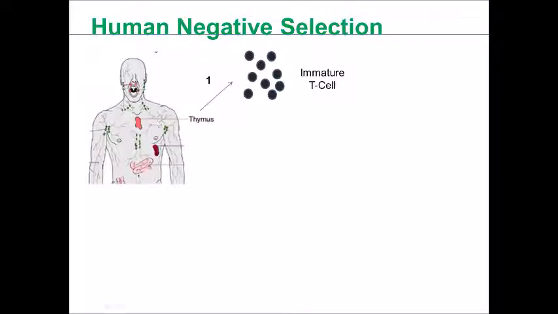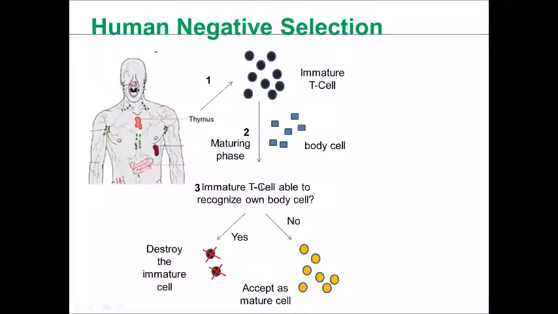This is our in-human negative selection. Our body will produce the immature T cell, and then it will move to the thymus for the maturing process. During the maturing process, the T cell will recognize whether the body cell is a safe cell or a non-safe cell. If it recognizes a body cell, it will destroy the cell. If not, it will accept it as a mature cell.